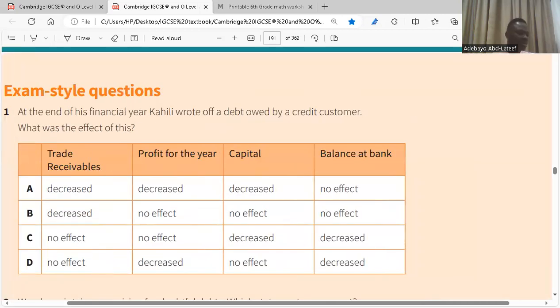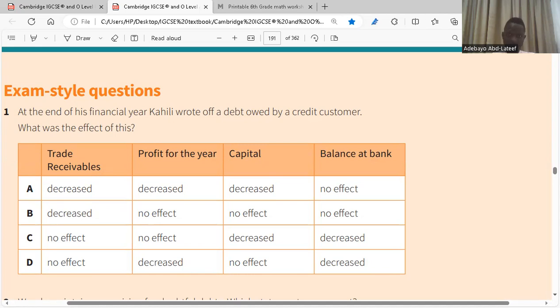So let's look at the questions. The first one says, at the end of the financial year, Kahile wrote off a debt owed by a credit customer. What was the effect of this? Bad debt was written off. Your trade receivable will do what?